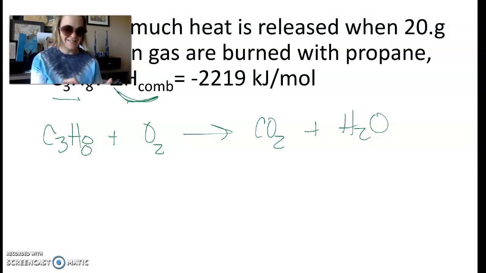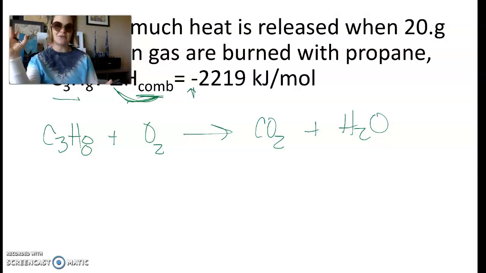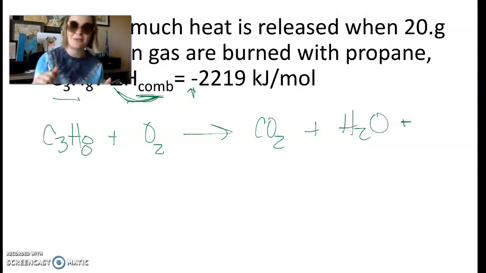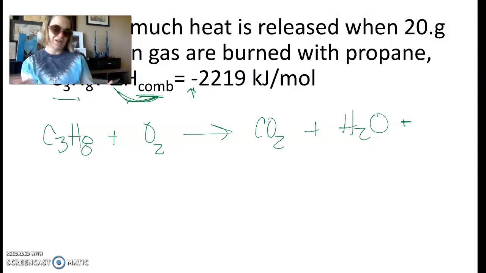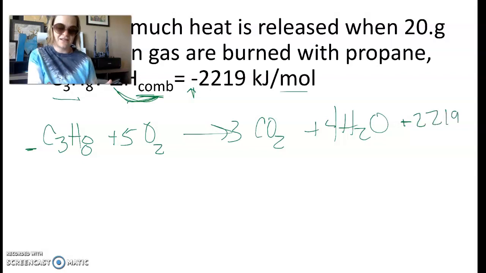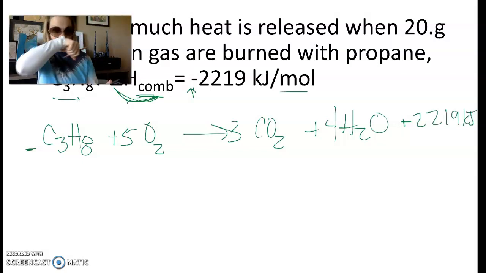Notice how the change in energy for this combustion reaction is negative. That just means it's exothermic. It's being produced, so I can include energy in the reaction. And because it's exothermic, I'm going to throw it on the product side. And for every 1 mole, I probably should balance it first. Now we're balanced. So for every 1 mole of propane, it gives off 2,219 kilojoules. Here's my balanced equation. And now we just approach the problem as any other stoichiometry problem.